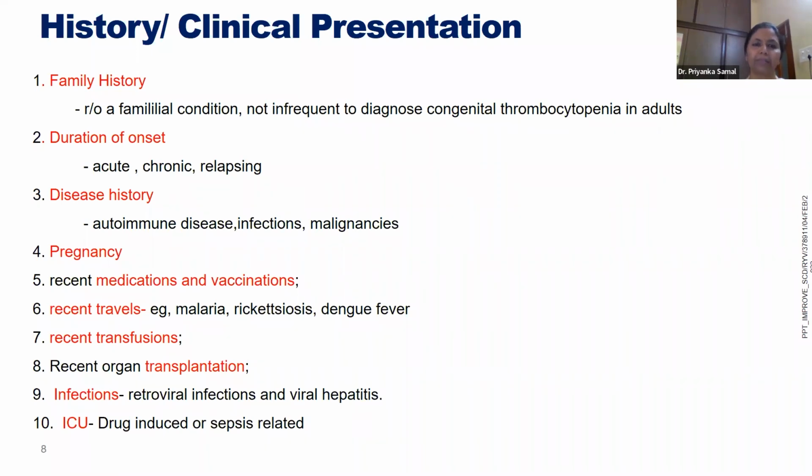So family history: as we discussed, there are some congenital thrombocytopenias and platelet function disorders which run in the family. So a girl may have her mother also presenting with menorrhagia and a low platelet count, as in case of von Willebrand disease. Duration of onset: acute, chronic, and relapsing. As we go further, we will know that there are some diseases like ITP.